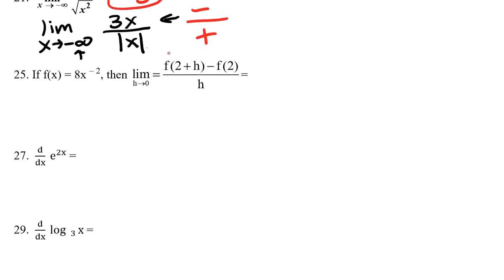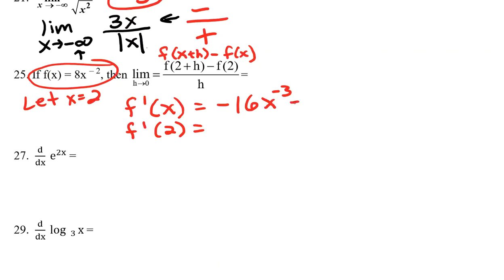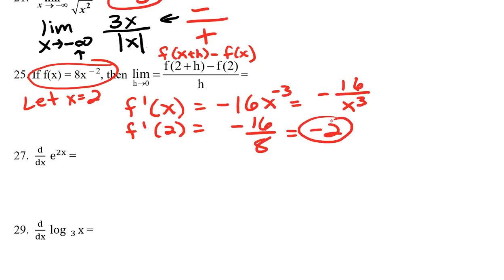25, I hope you recognize this as our definition of a derivative. So here's our f of x plus h minus f of x. So all we're being asked for here is f prime of x when x is equal to 2. So we don't have to do the algebraic method because we can just use the power rule. So we'll have negative 16x to the negative 3. Which of course is negative 16 over x cubed. Put 2 in there, and we very simply have an answer of negative 2.